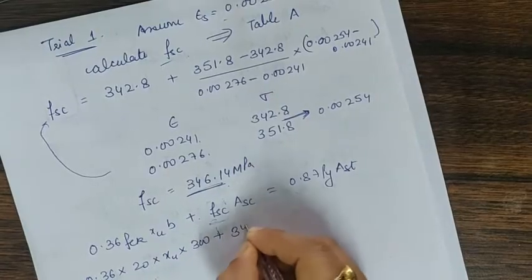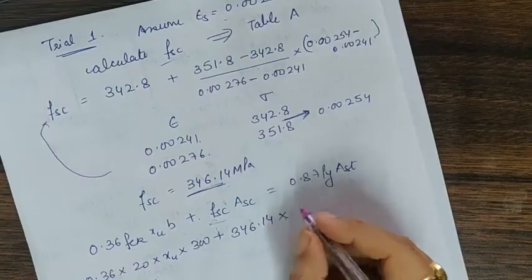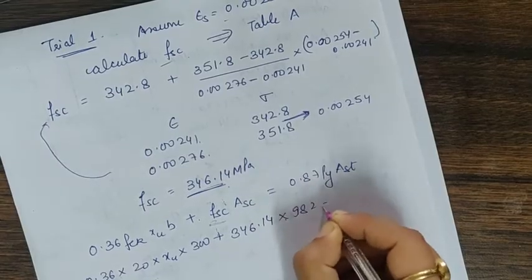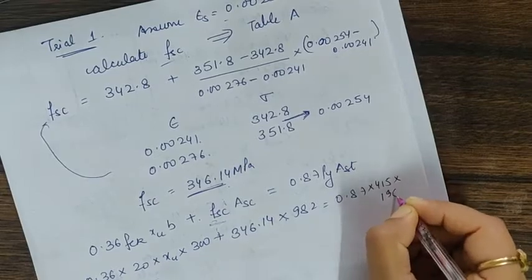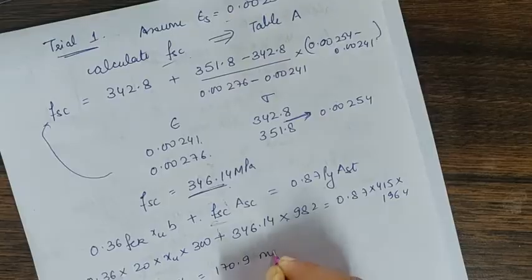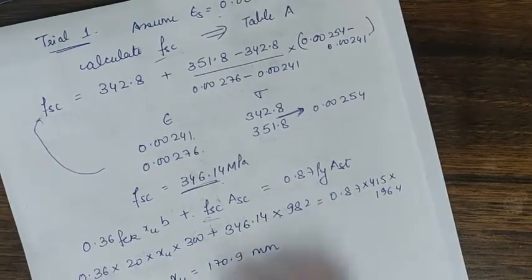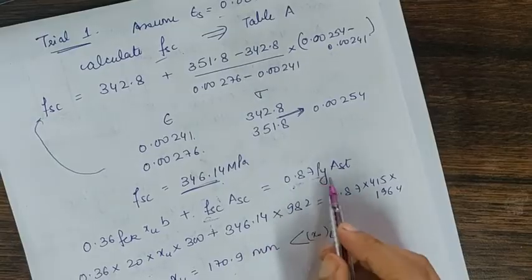FSC is 346.14, ASC is 982, FY is 415, this is 1964. Calculate the value of XU. Again it is less than XU, limiting. So on the right hand side the assumption is correct.